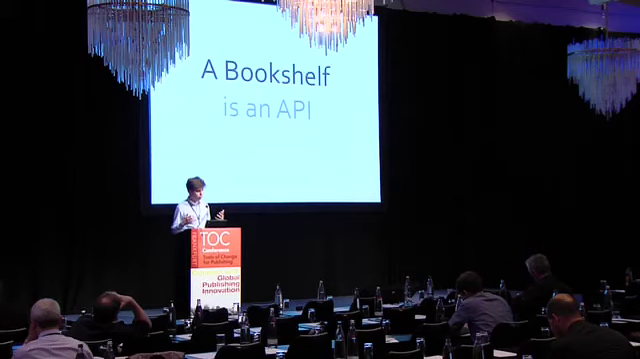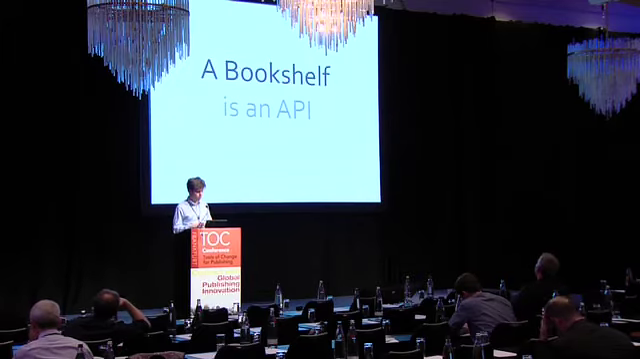But there's actually a lot more that we can do with a bookshelf. A bookshelf is not just a place where we have metadata. It's not just a place where we store books. The natural extension of a bookshelf is to also store all the information that we create around books. That's why a bookshelf is an API.